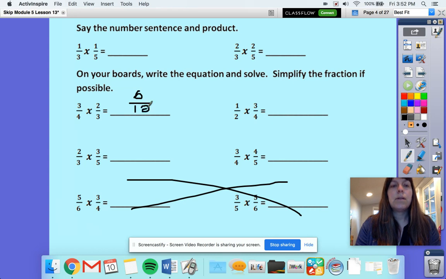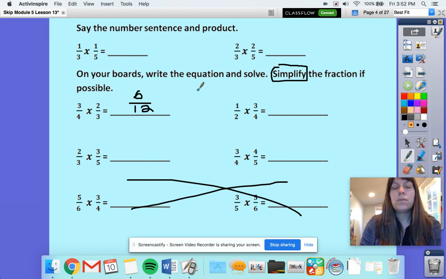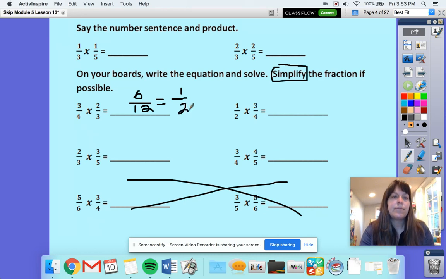And so you should have gotten 6/12, but you see here that it says simplify if possible, and that means to put it in simplest terms. So you're going to ask yourself, do the numerator and the denominator have a number in common that they're both divisible by? And if so, what is the largest number that they're both divisible by? In this case, it's 6. So this is going to simplify. 6 divided by 6 is 1. 12 divided by 6 is 2. So it's going to simplify to 1/2.